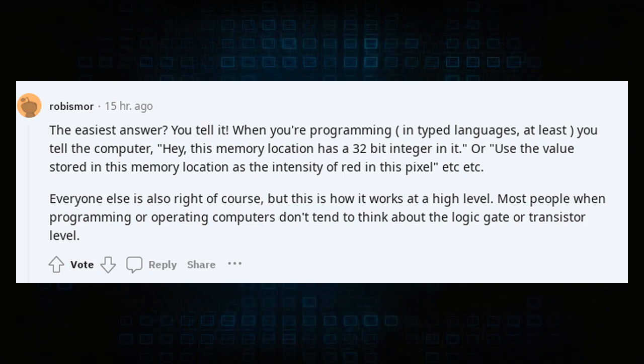The easiest answer? You tell it when you're programming in typed languages. At least you tell the computer, hey, this memory location has a 32-bit integer in it. Or use the value stored in this memory location as the intensity of red in this pixel, etc., etc. Everyone else is also right, of course. But this is how it works at a high level. Most people when programming or operating computers don't tend to think about the logic gate or transistor level.